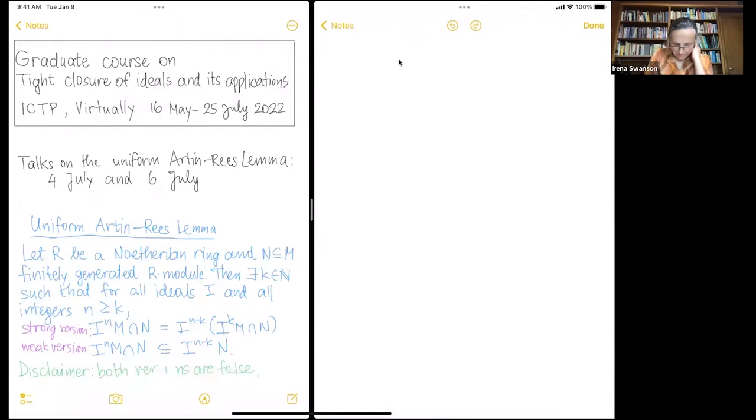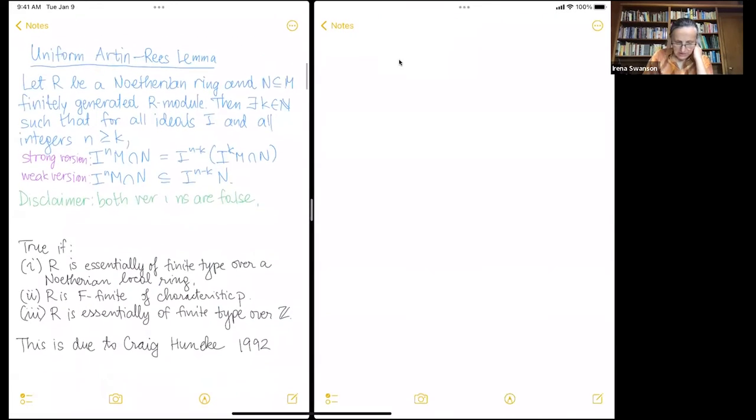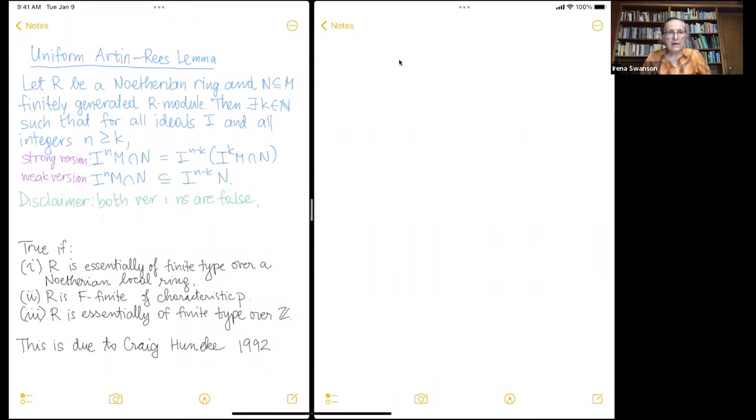Okay, so what is true is that this uniform Artin-Rees lemma holds if we impose certain conditions. Craig Huneke published a paper in 1992 and proved that this is true if R is essentially of finite type over a Noetherian local ring, if R is F-finite of characteristic p, or if R is essentially of finite type over Z. I cannot possibly go through all three of these in the three lectures that I have, especially part three, because that requires reduction to characteristic p.